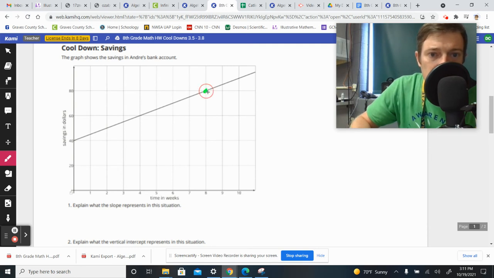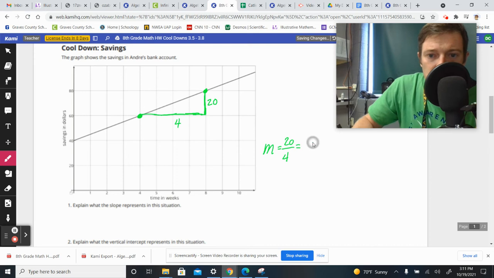Here's a good one to choose. Intersection, intersection, intersection right here. So as we draw our slope triangle and finish off finding the slope, we look at our vertical change and we notice that it went from 80 down to 60. So that's a vertical change of 20. Whereas the time in weeks went over 1, 2, 3, 4 weeks from week 4 to week 8. And the slope here would simply be 20 to 4, the vertical over the horizontal, which reduces to 5.